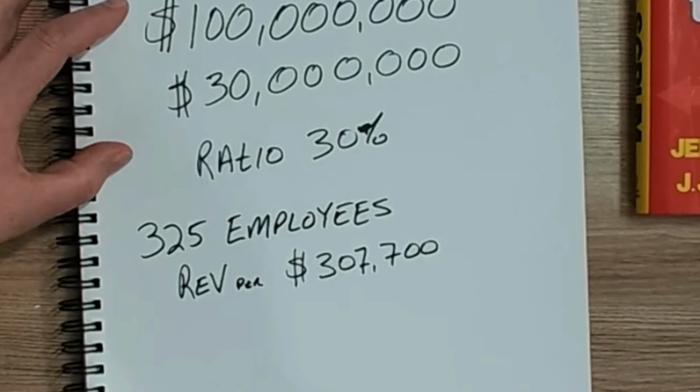$307,700, roughly. So why this is important is because in the industry that you're in, let's say you're in the medical industry, you have a hospital you're the CFO of, that ratio would be outstanding. In fact, it would be off the charts. Typically, hospitals are in that 45% range because it's expensive. Doctors are expensive. A lot of the nurses are expensive.